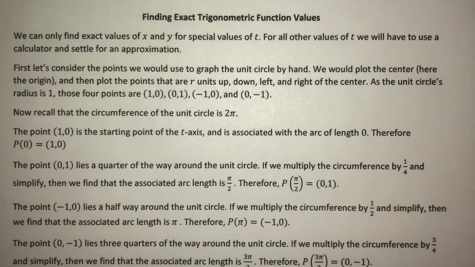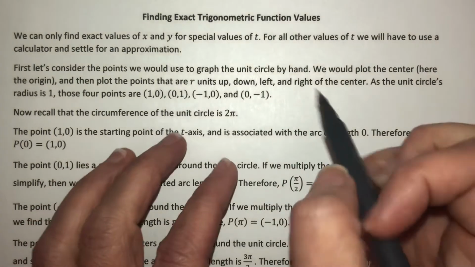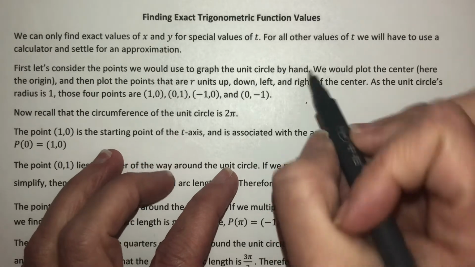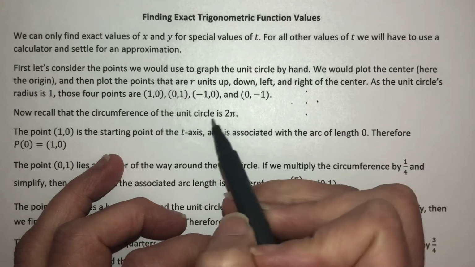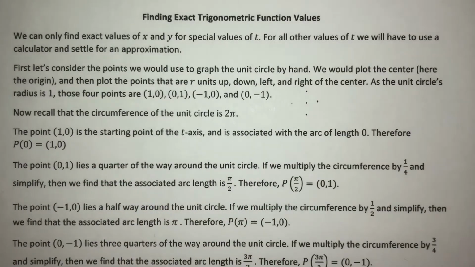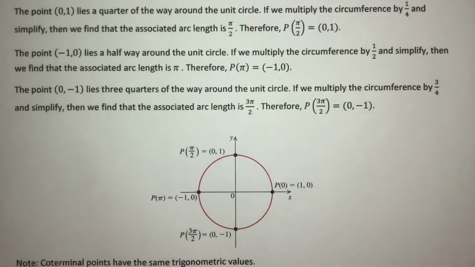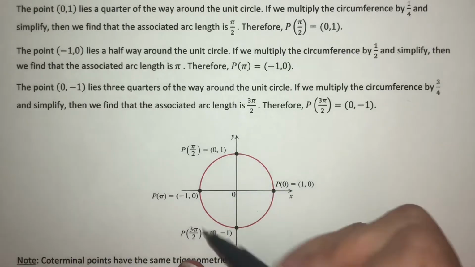We're going to start off with the points that we would use if we were going to just graph the unit circle by hand. Remember that what you normally do is you plot the center point, and here that's the origin, and then you would normally go up, down, left, right, the amount of the radius. So if my center is the origin, if I go up, down, left, right 1 unit away, I get these 4 points, okay? And now remember that the circumference of the unit circle is exactly 2 pi. So what we have is a situation sort of like this. We have these 4 points.